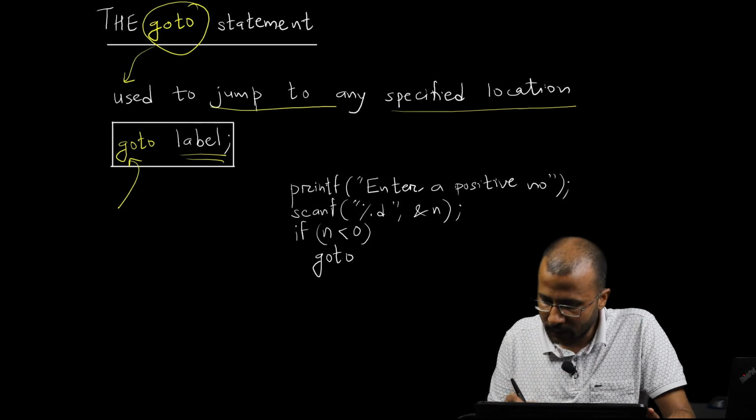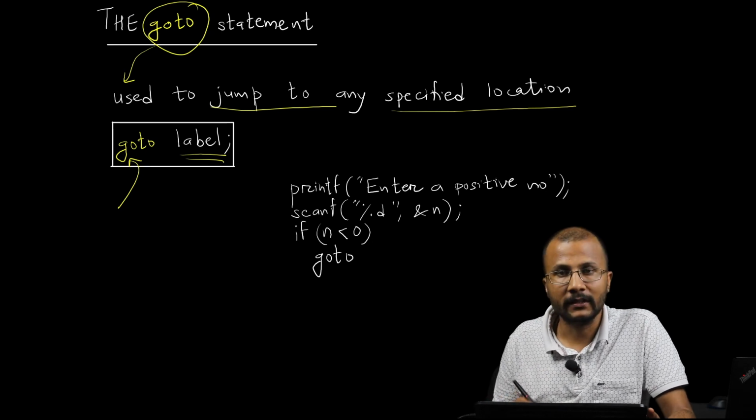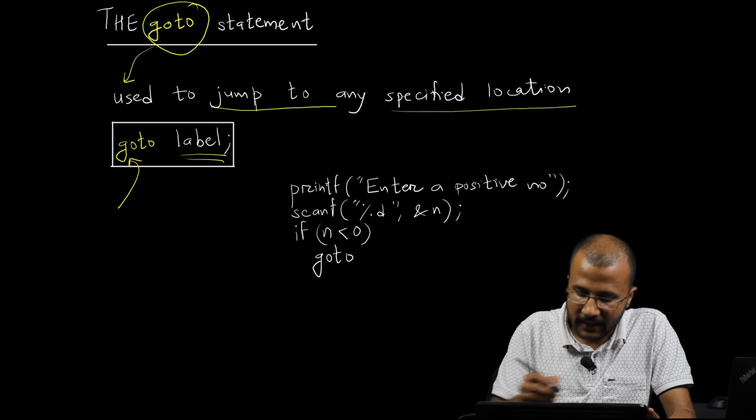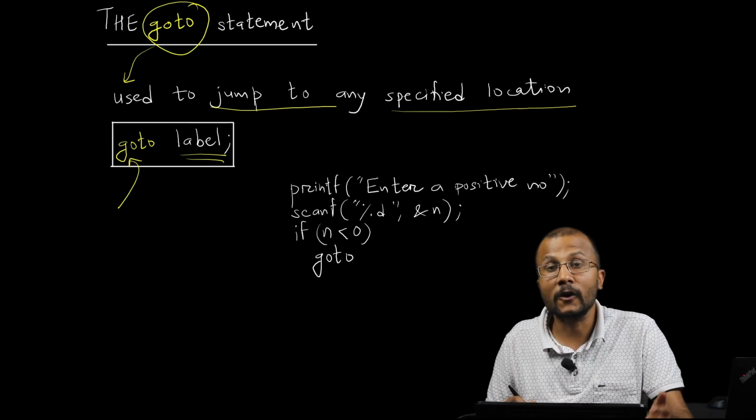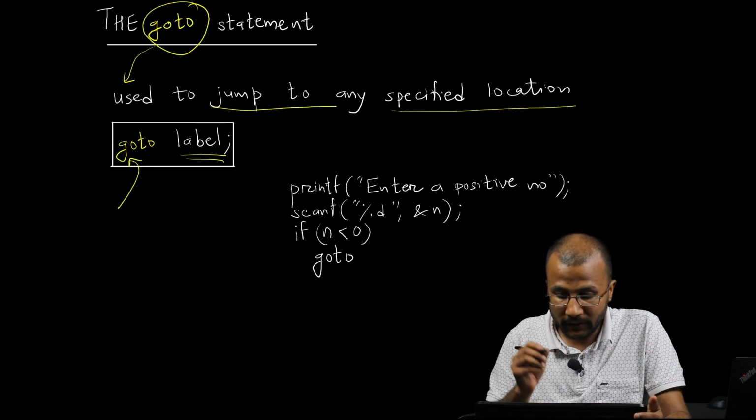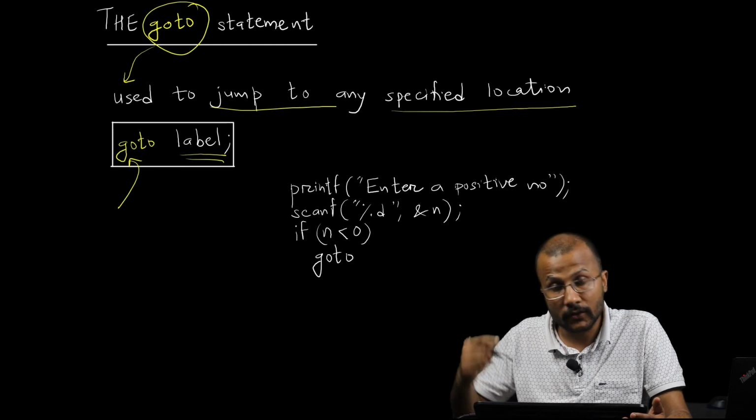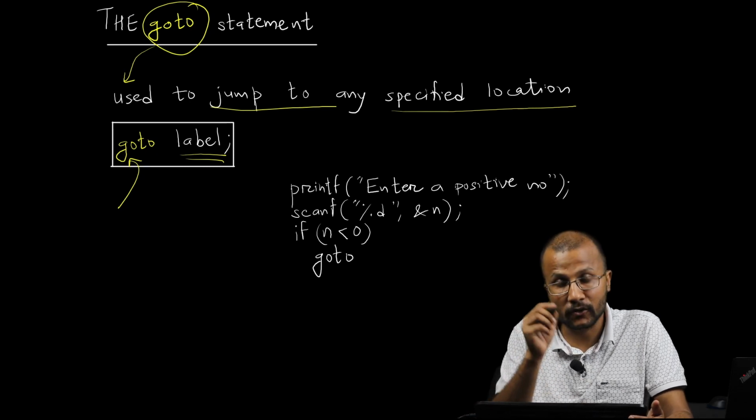Let's say you'd like to take a positive number from the user and then display it. Now, whenever you write this program, sometimes the user may also enter a negative number. Whenever the user enters a negative number, I would like to ask the user to enter the number one more time. So we can use goto in this case.